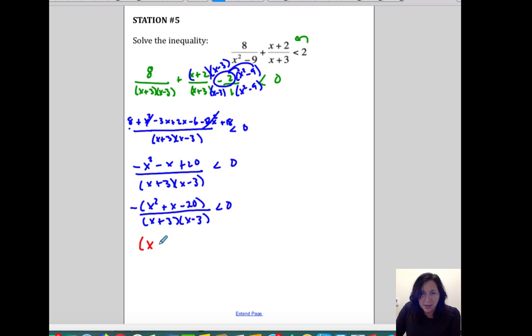So that's going to be an x plus 5. I've got an x minus 4. I've got this happening, which is leaving it like that actually, x plus 3 and x minus 3. And then this, if I divide by -1, this becomes greater than 0.